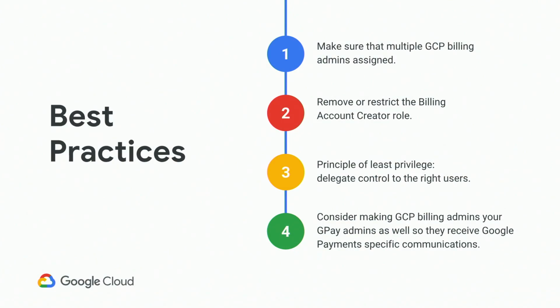So first, make sure that multiple GCP billing administrators are assigned. Now this sounds like it flies in the face of principle of least privilege, but the intention with principle of least privilege is making sure you don't have a single point of failure. So it's always good to have multiple people assigned so you don't just have one user who is entirely responsible for responding to important billing alerts, for example.